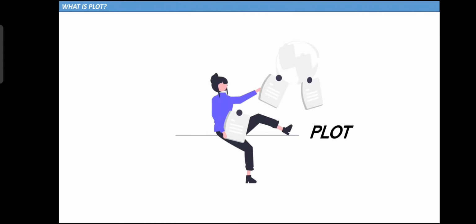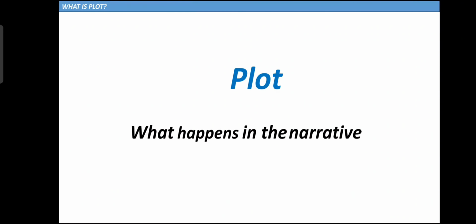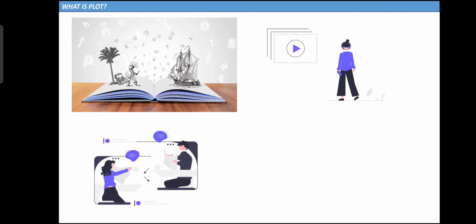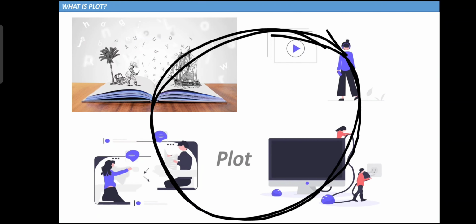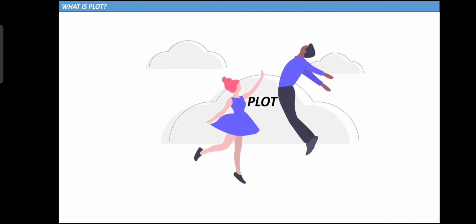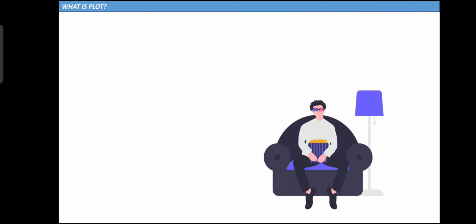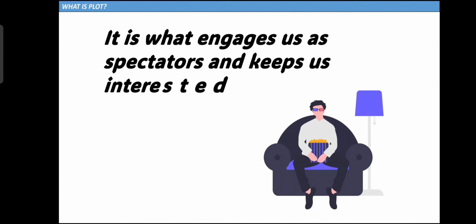Plot is what happens in the narrative. Every story from books, plays, and films to newspaper articles and television programs is based on plot. Without a plot, the characters will have nothing to do. It is what engages us as spectators and keeps us interested.